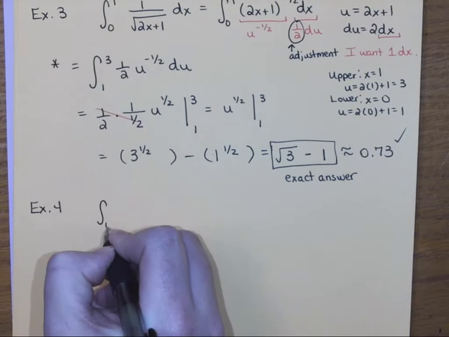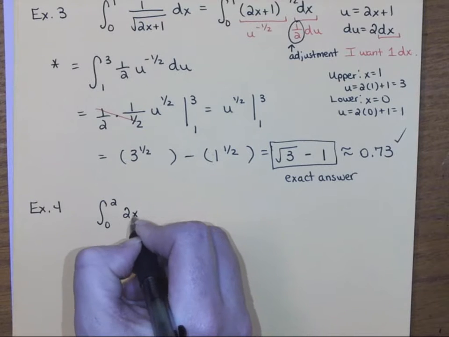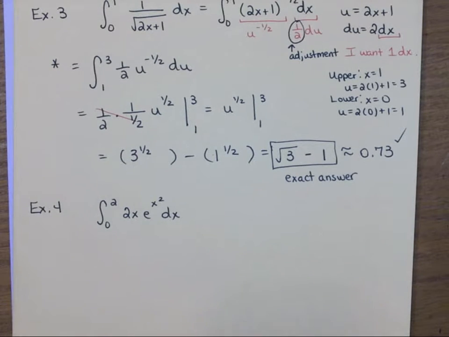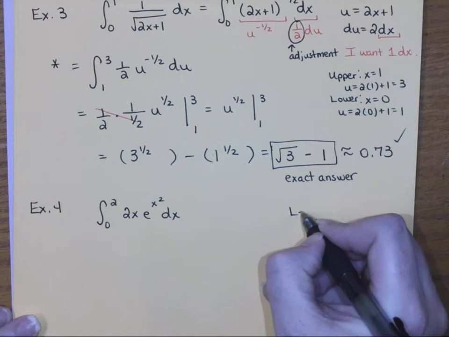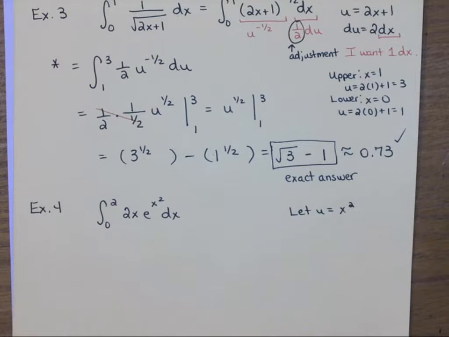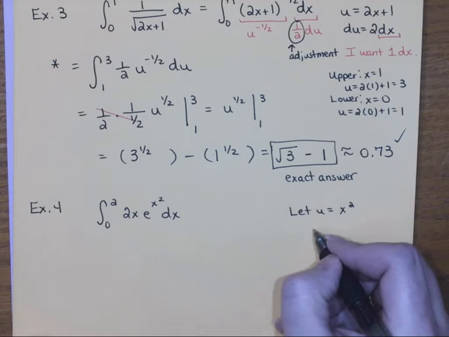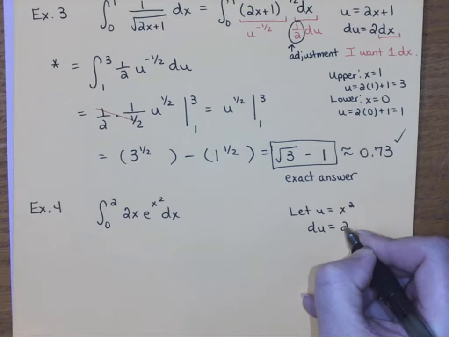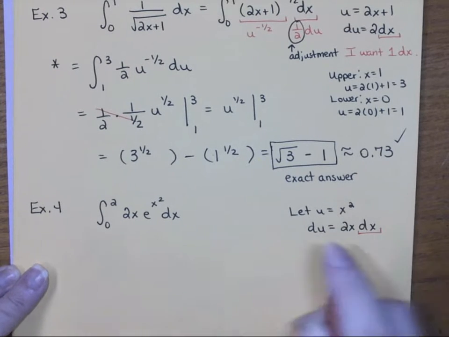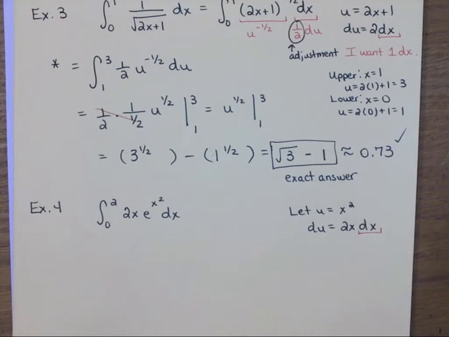Okay, so what about the integral from 0 to 2 of 2x e to the x squared dx? So we're going to let u equal the exponent of e. When you have an e function, more than likely, not always, but most of the time, your u should be the exponent. The reason is because we want to somehow talk about the derivative of that also, which is 2x, and notice that's represented as well.